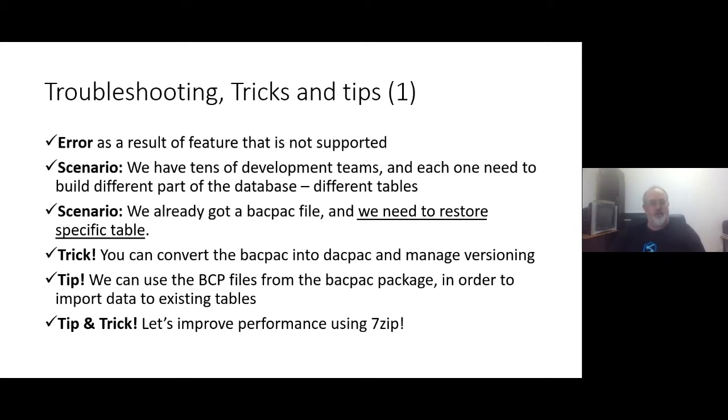Okay, so I want to remind you of the scenario related to using the Bacpac. Let's, for example, think about a situation where you have several tens of development teams. Each of those teams usually works on a different part of the application. Each team needs a different part of the database, meaning different tables. So what are the options that we have to create a copy of the database that fits each team?